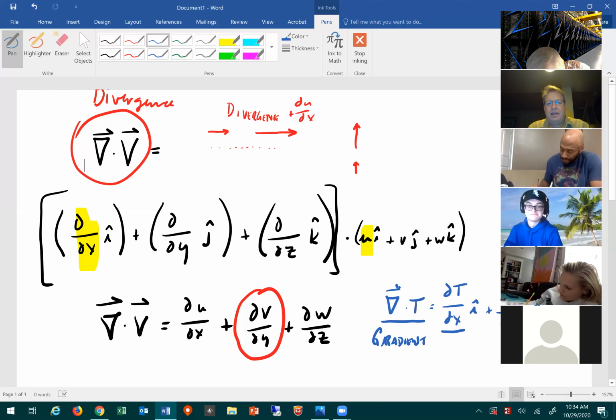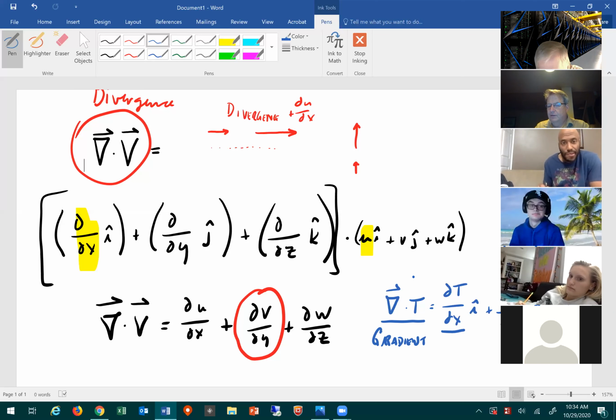But here's the key thing. What is a gradient, really? And this is something that we've never talked about. What is a gradient? It's a change in something over a given distance. It's more than that. It's a what? A gradient is a vector.